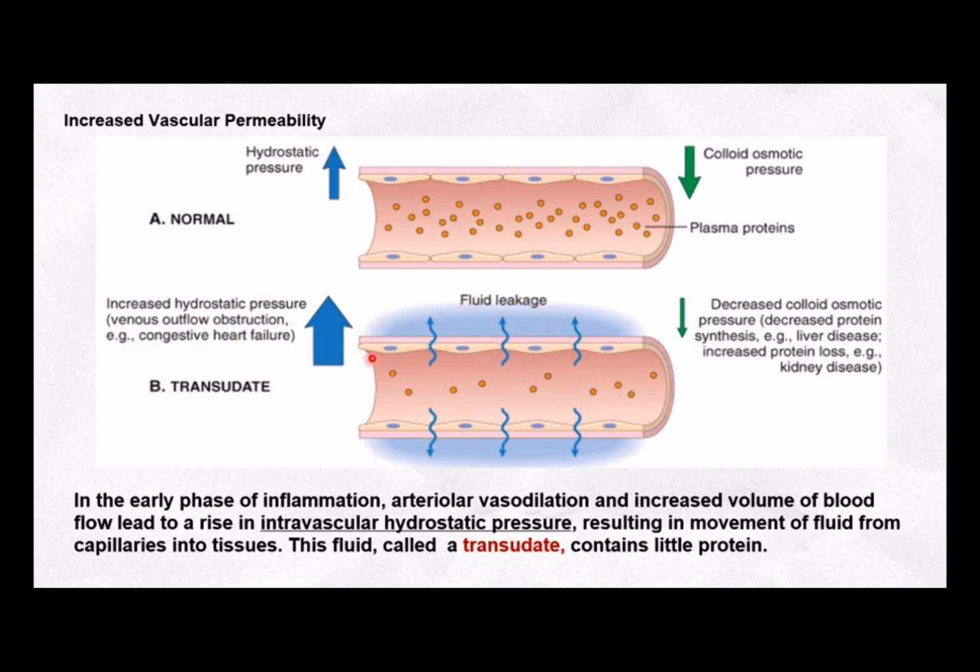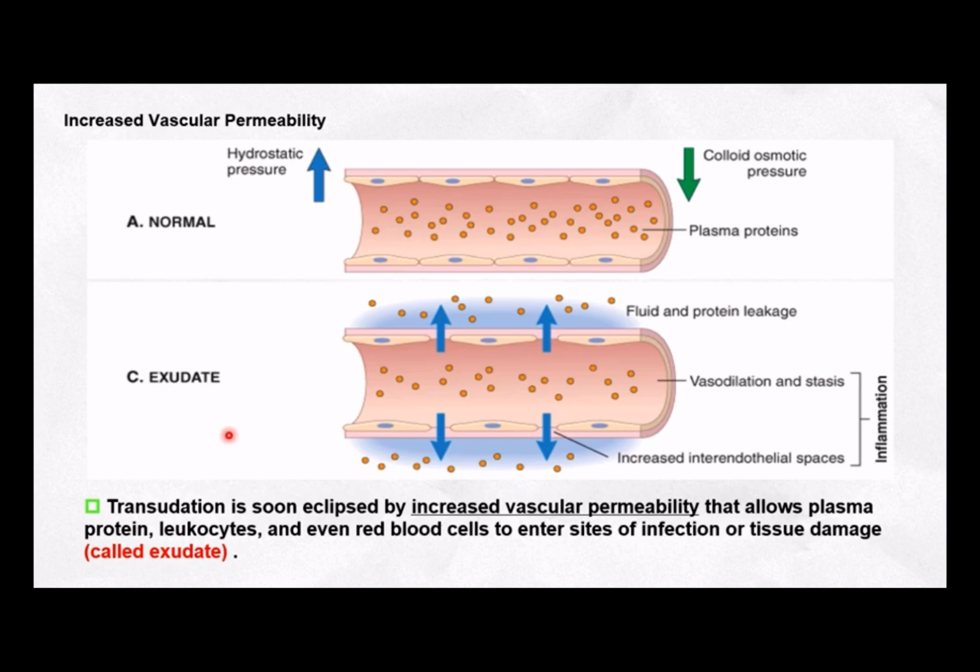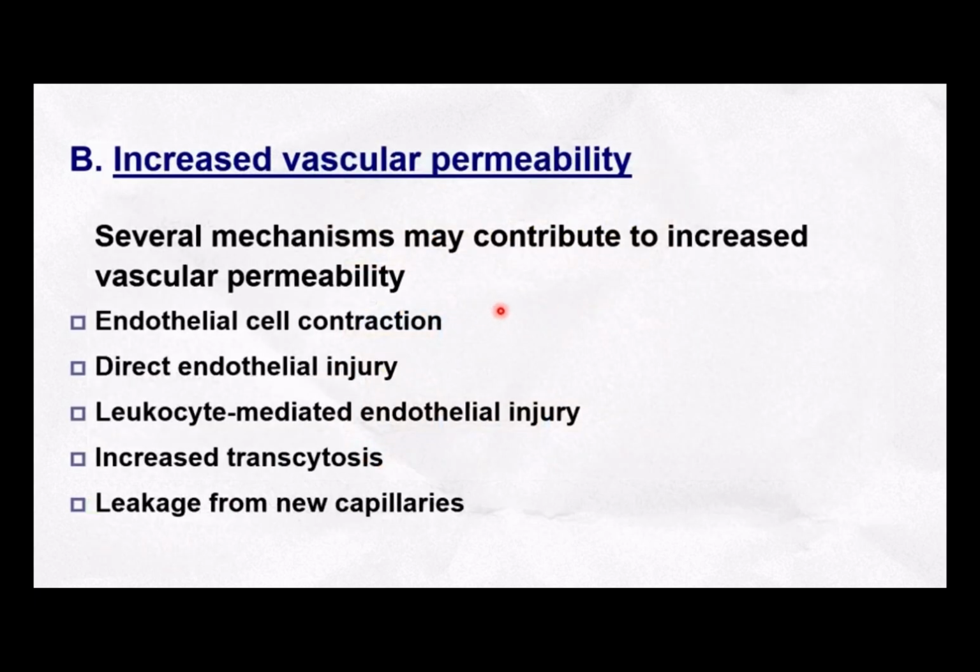This fluid, called a transudate, is essentially an ultrafiltrate of blood plasma and contains little protein. However, transudation is soon replaced by exudation. Increased vascular permeability allows plasma proteins, leukocytes, and even red blood cells to enter sites of infection or tissue damage. This fluid, rich in protein and cells, is called an exudate. Increased vascular permeability is an important cause of fluid and protein leaking from blood vessels.